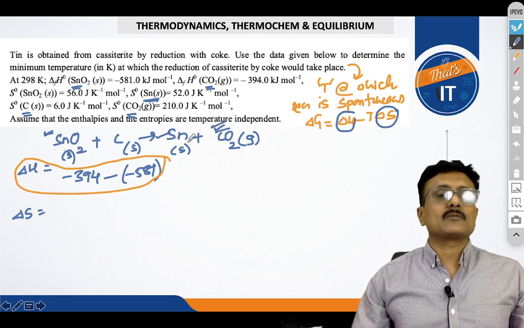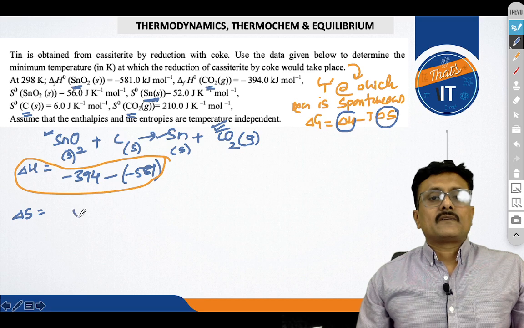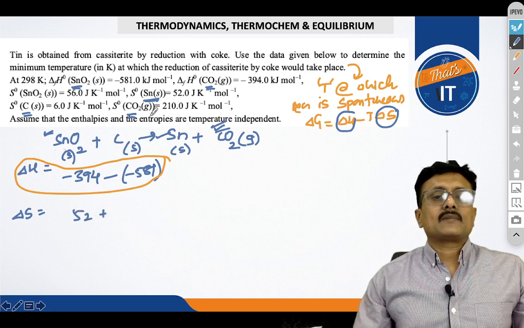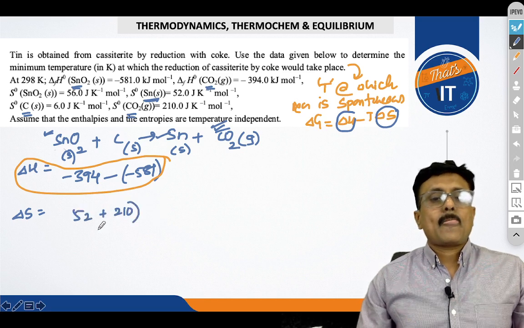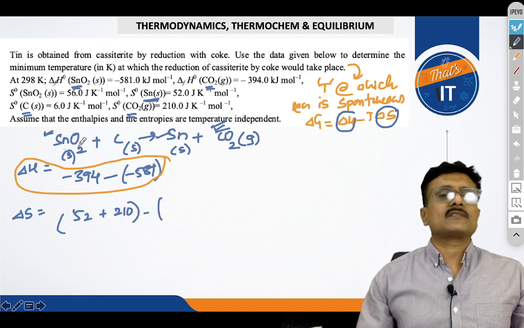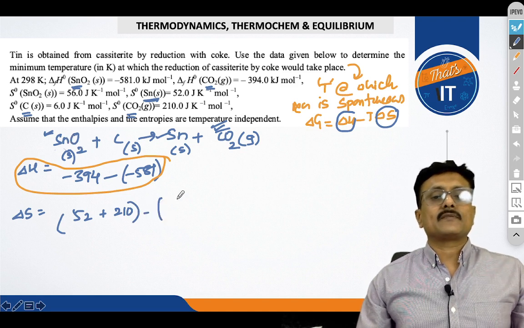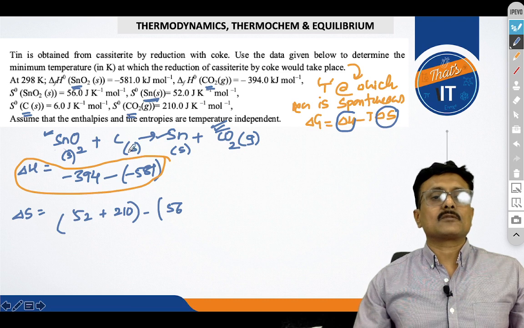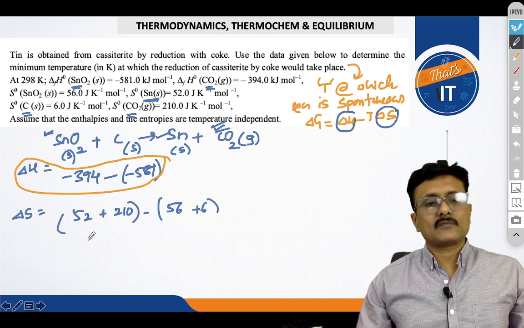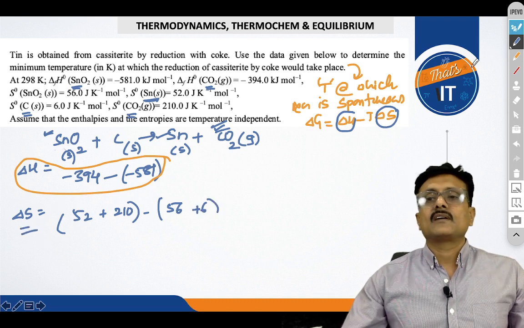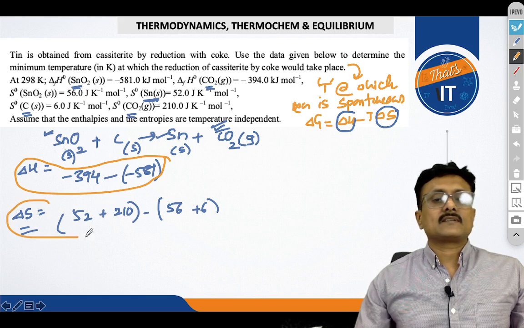You can see that the entropy of tin is 52 plus the entropy of carbon dioxide is 210, minus the entropy of SnO2, which is 56, plus the entropy of carbon, which is given as 6. So you have to find the value of delta S, right? So you got delta H as well as delta S.